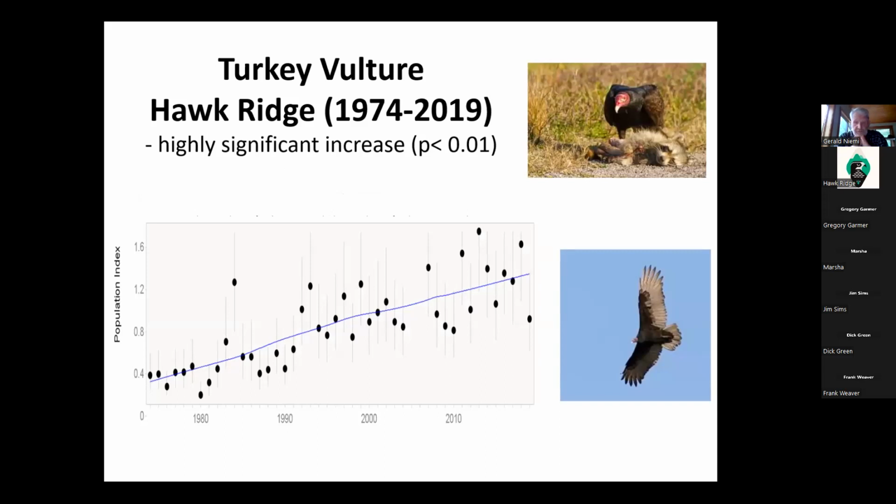Well, another increase, the turkey vulture. Again, most of you, if you're bird watchers, see a lot more turkey vultures today than you did back in the 70s or 80s or 90s even. That species has tremendously increased, a highly significant increase in the population that has been counted at Hawk Ridge and across the country.